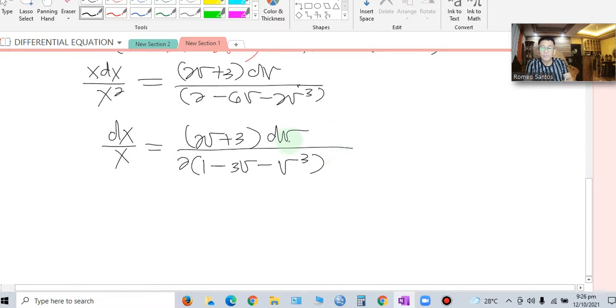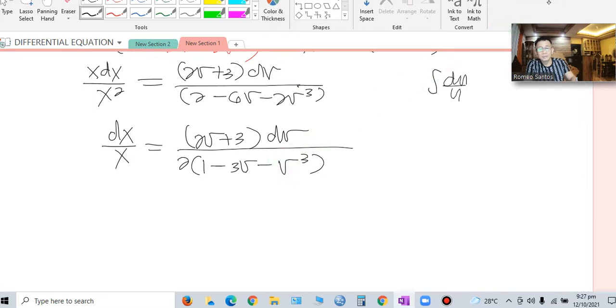Tapos, ganito yan. Yung sa taas natin, itong titignan natin itong yung integral of du over u, diba? Kung ang u natin ay ito, the derivative of this is 3v squared minus 3.